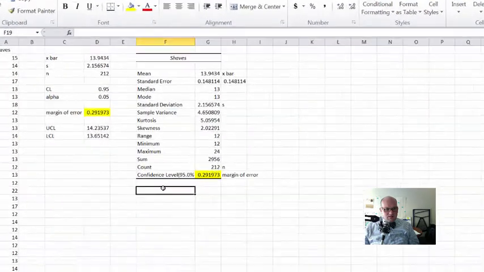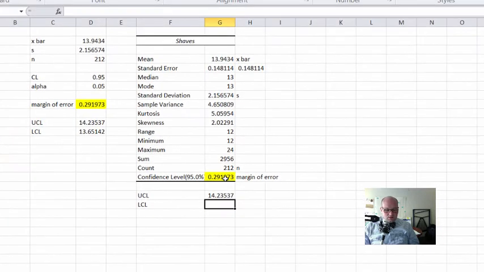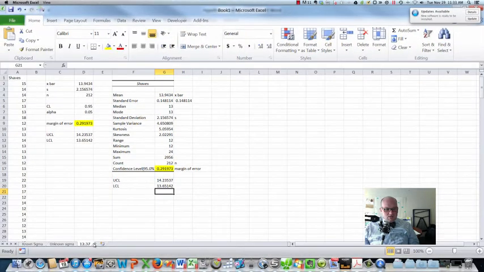If we have the raw data, we can do it this way, a little bit easier. We still have to do this upper control limit and lower control limit number, which in this case, here's our mean. And we just add our confidence level. And here's our mean. And we subtract the confidence level. That's it. So that works. So let's do one more.